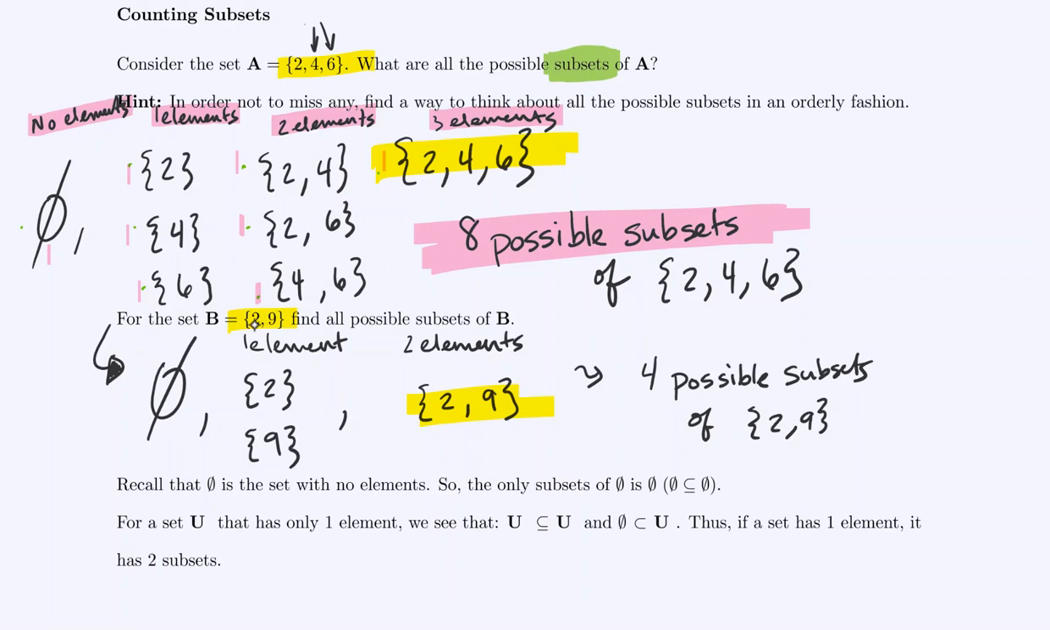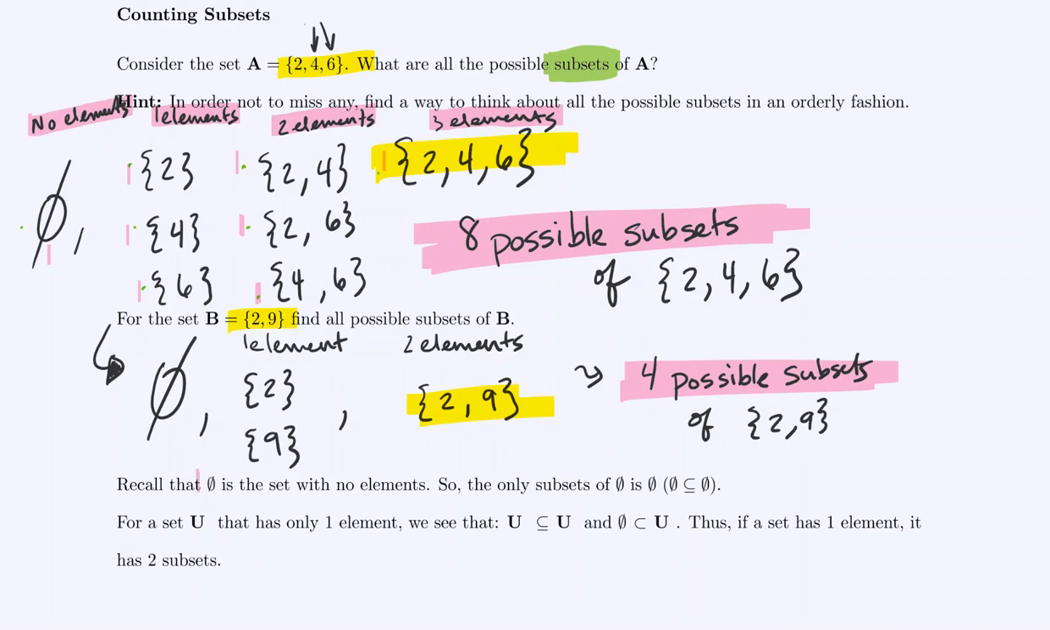Now for the set {2, 9}, we were asked to find all the possible subsets. We know that the smallest one is the empty set. Then you could have the set with just the number 2, and the set with just the number 9. These are both one-element subsets. And then you could have the set itself, which is a 2-element subset. So there are 4 possible subsets of the set {2, 9}.